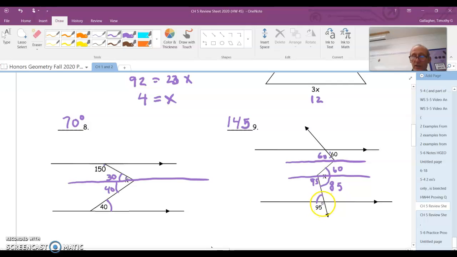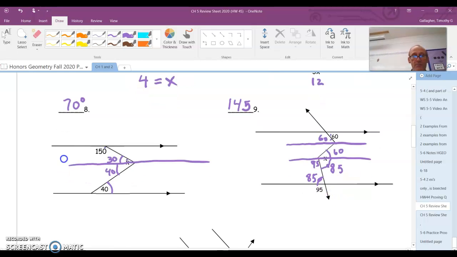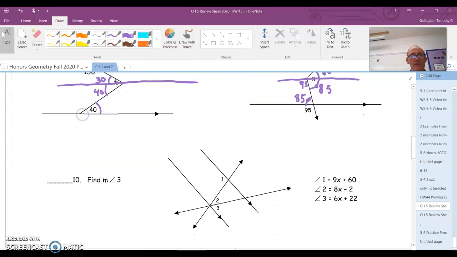Okay, so this one's a little tricky. Now you have to put 85 here. You could say these two are supplements. And then these two are alternate interiors to get it also, to get this 85. Okay? All right, number 10.